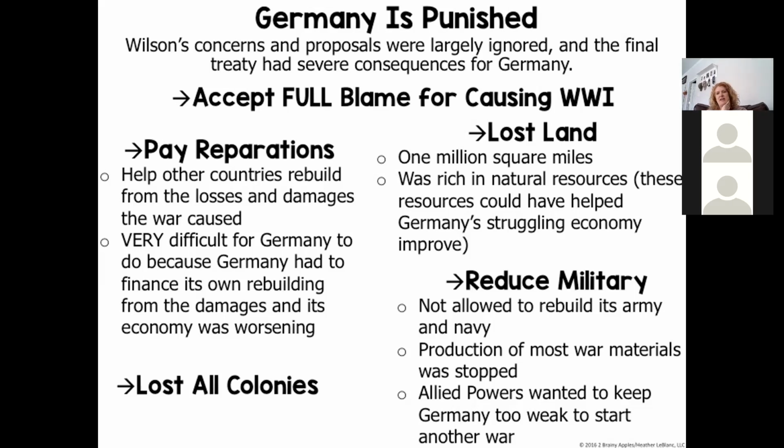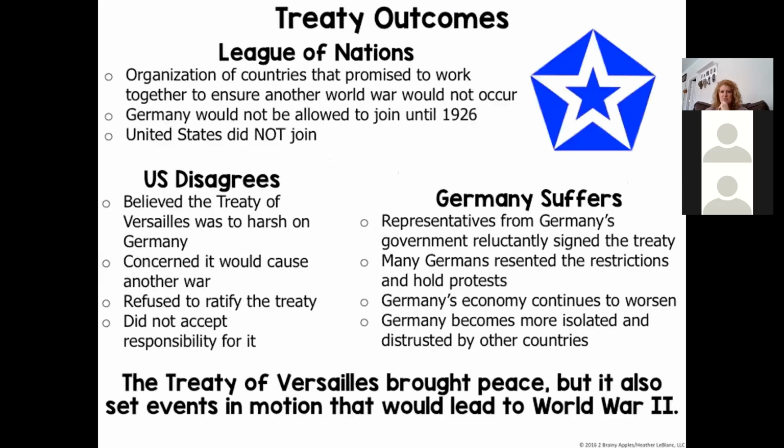So things are taken away from Germany that put them in a very bad economic state. And then they're asked to pay an enormous debt to other countries. So you can see why this kind of is set up to fail. It's an impossible situation.